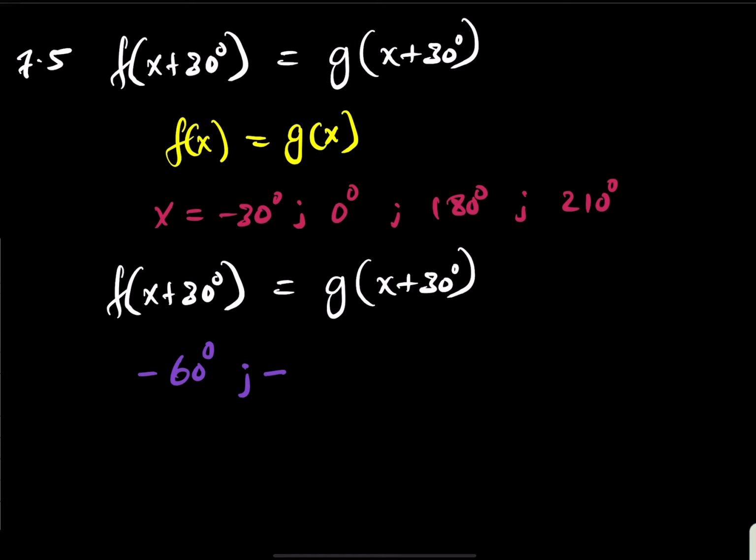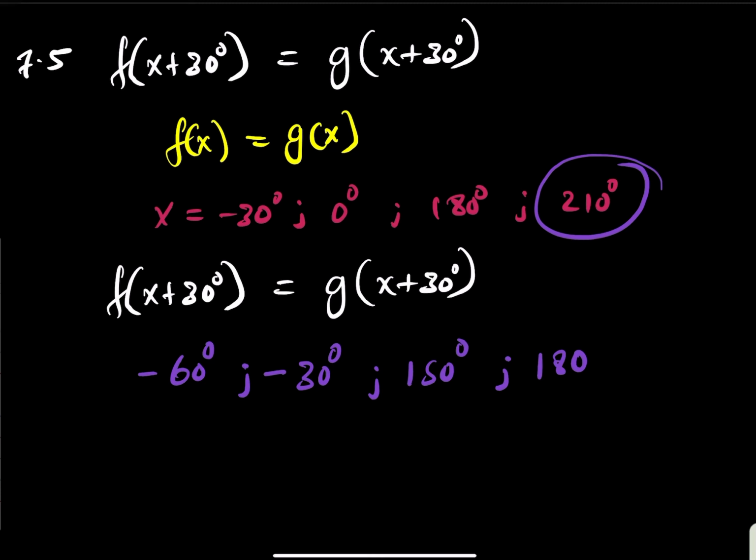That is going to give you minus 30 degrees. And then 180 minus 30, you get 150. And then now 210 minus 30, you get a positive number. So that is 180 if you subtract 30 from there. So this is where the graphs are going to be equal. It's minus 60, minus 30, and 150, and 180 degrees.